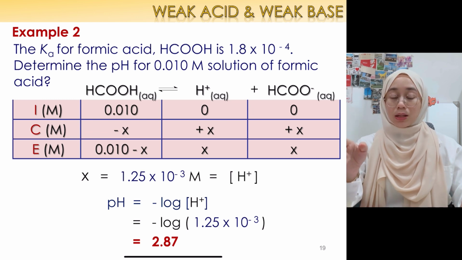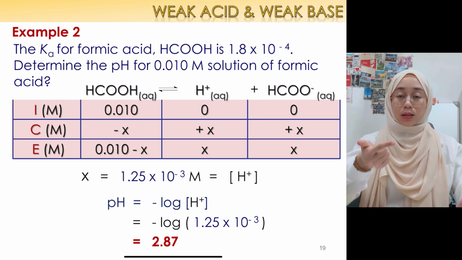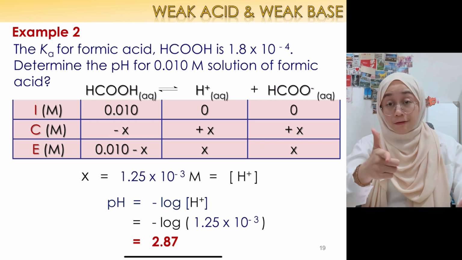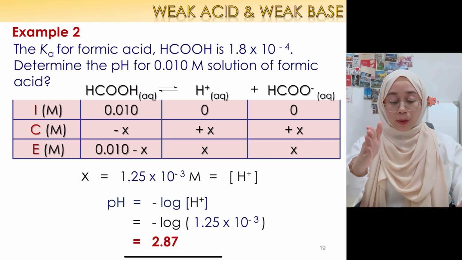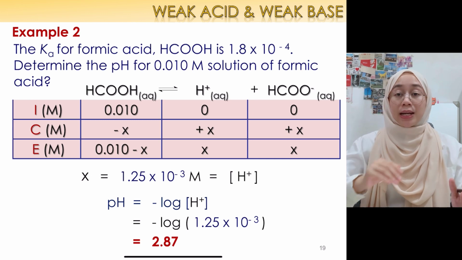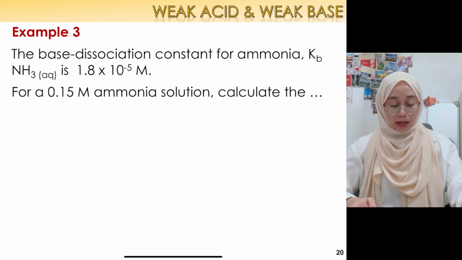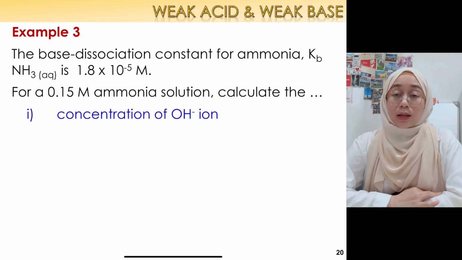Okay, so since these two example, yang example 1, example 2 adalah acid class, therefore kita boleh terus simply dapatkan pH macam tu je, and you have to make sure the pH since the acid it should be less than 7. Okay, and then kita pergi example 3.